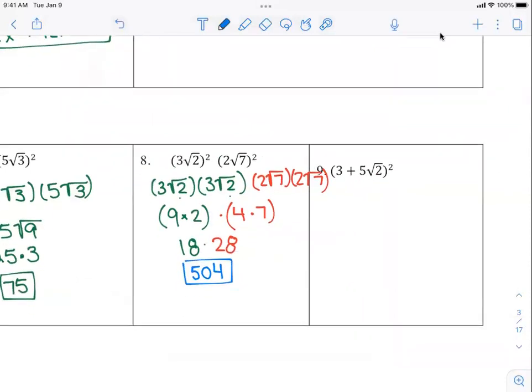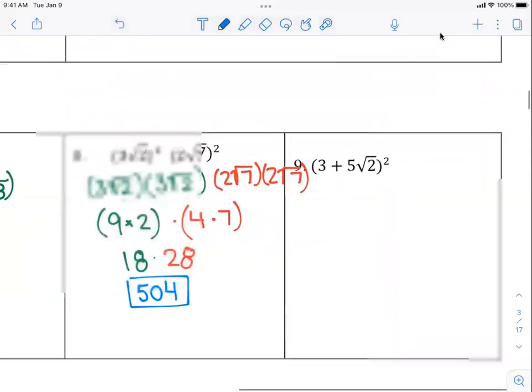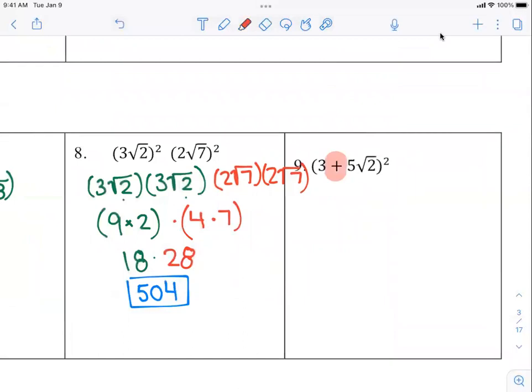Okay, that is different than number 9. Notice in number 9, all of a sudden we have a plus sign here. That is different, just like foiling. You cannot distribute the squared to each of these. That would be entirely wrong.